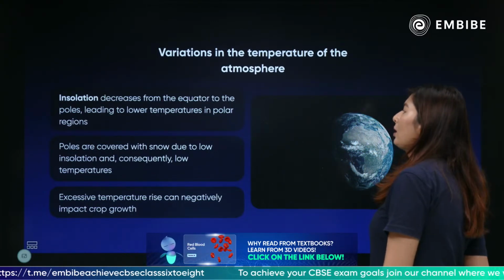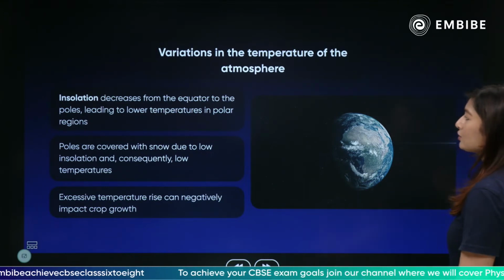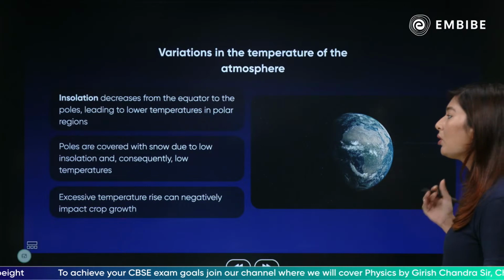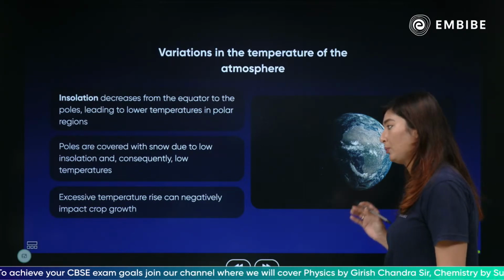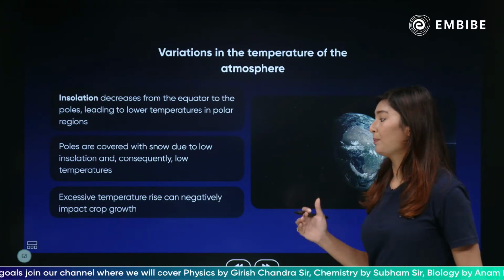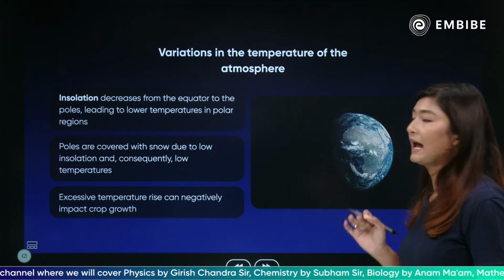Insolation decreases from equator to the poles, leading to lower temperatures in polar regions. Poles are covered with snow due to low insolation and consequently low temperatures. Excessive temperature rise can negatively impact the crop growth as well.